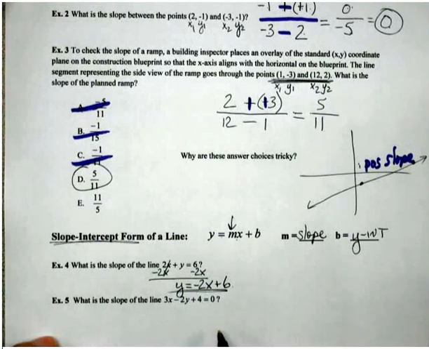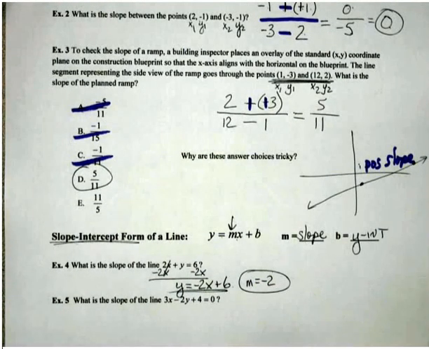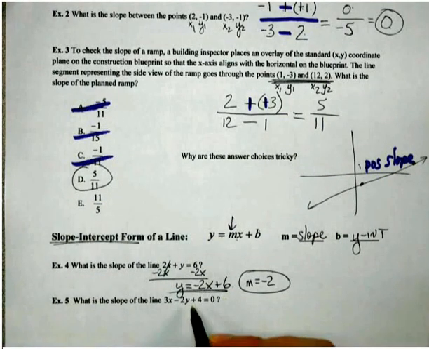Now that I have it in slope-intercept form, now I can tell you what the slope is. It's the number in front of x. And that's the way it'll always work on these. Same thing. What's the slope of the line?